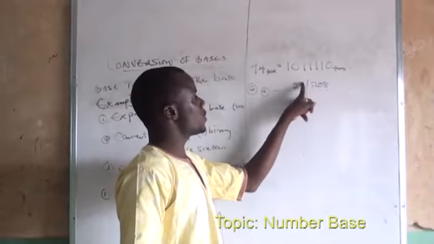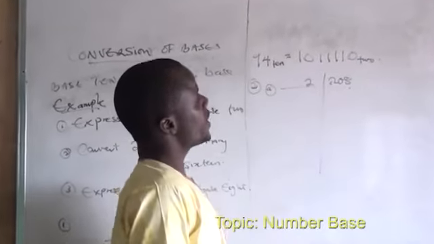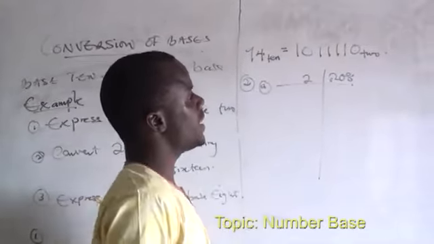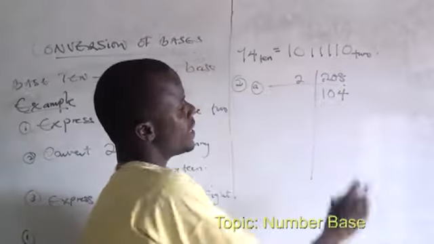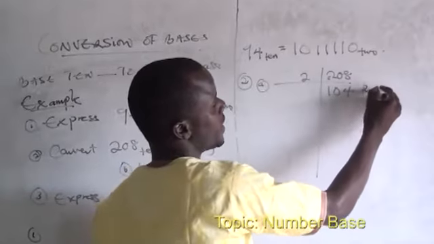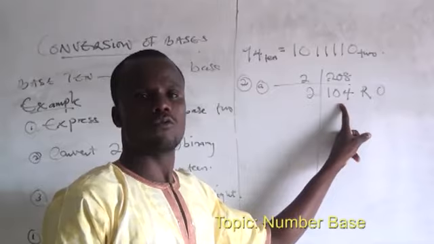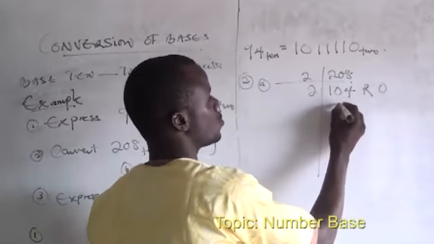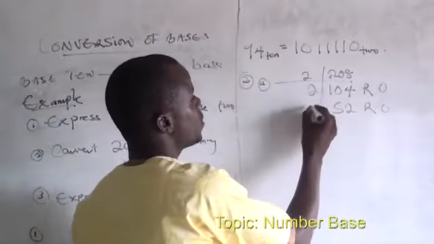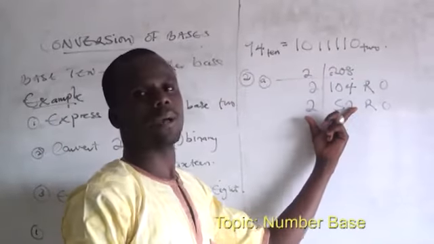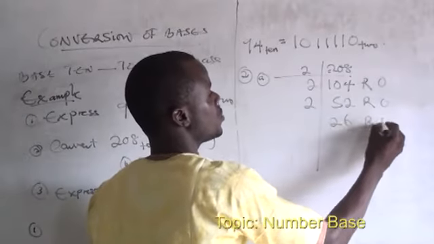208 in base 10, we are going to convert it to binary, that is base 2. So here we say 2 into 208, we have 104, remainder 0. Then 2 into 104 goes 52, remainder 0. Then 2 into 52 goes 26, remainder 0.